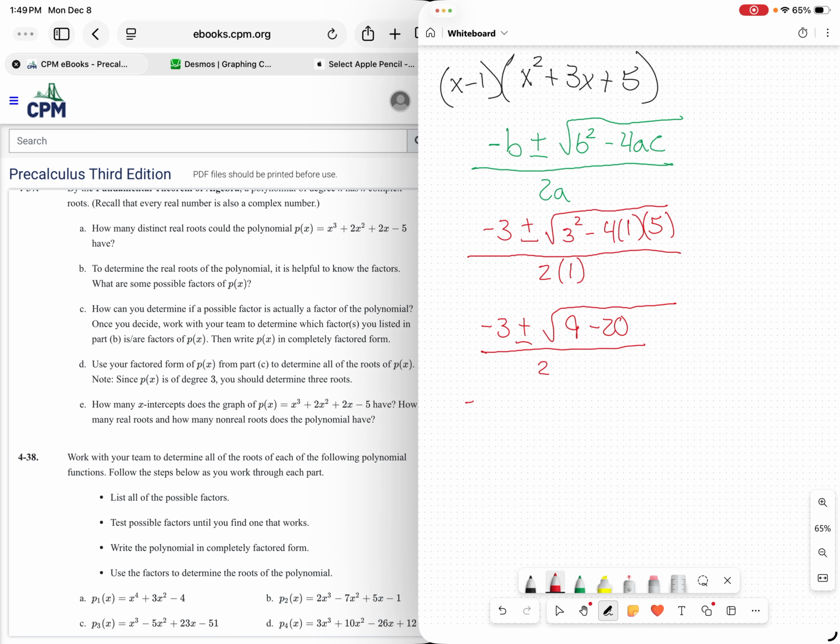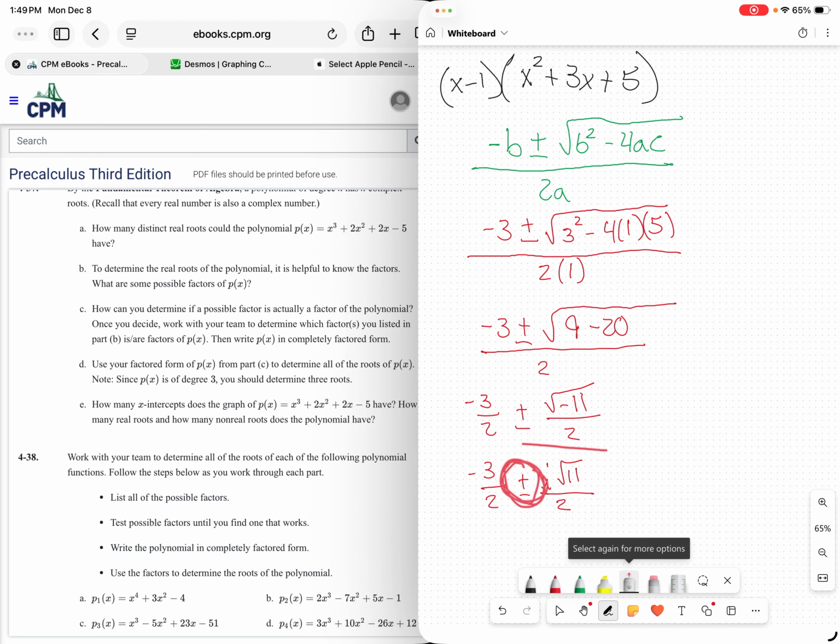Okay, we're now going to have negative 3 over 2 plus or minus the square root of negative 11 over 2. Well, the square root of negative 11, guys, is imaginary. That's i times the square root of 11 over 2. So we can see we still have 2 more answers, plus and minus here, and they're both imaginary. So we have 1 and then those 2 answers to get our 3 solutions.